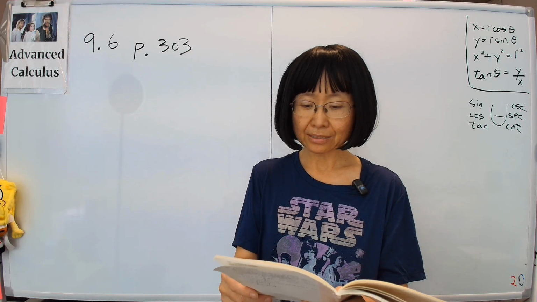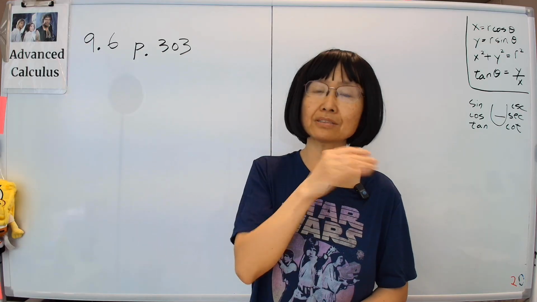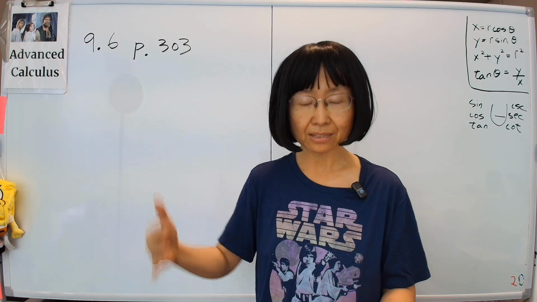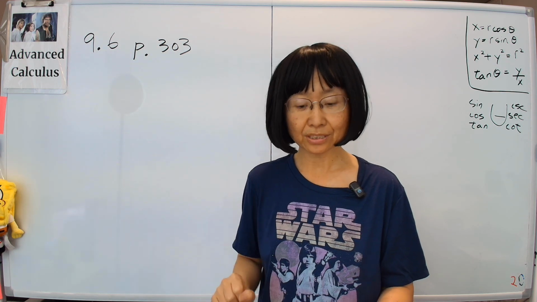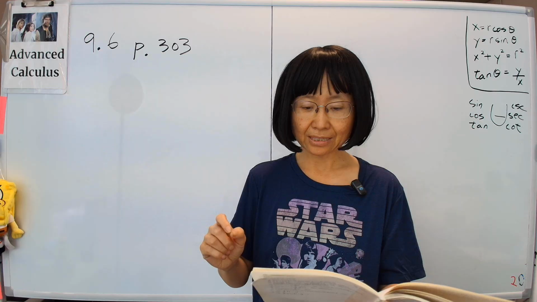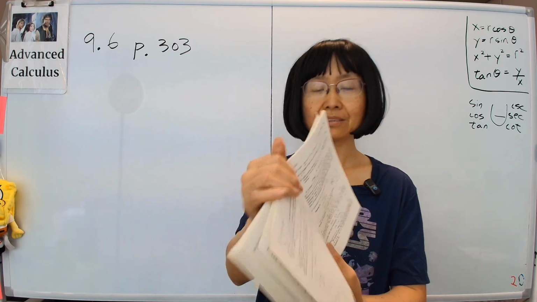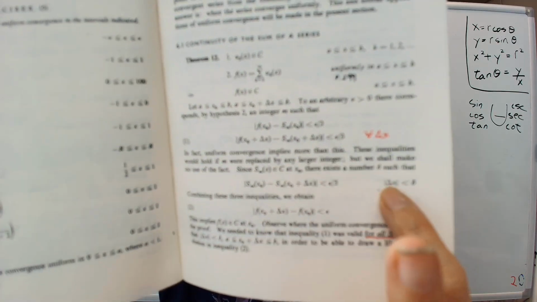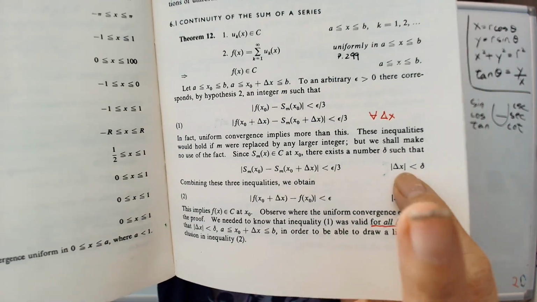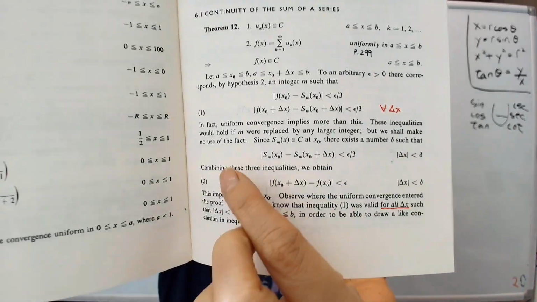And next, we consider the partial sum S_m(x), being that it is continuous. It is a finite sum of continuous functions, therefore it's continuous. Then there exists a delta such that if we pick the original delta x to be less than delta, now we're going to restrict this thing. So if delta x is less than delta, then this relationship will hold.